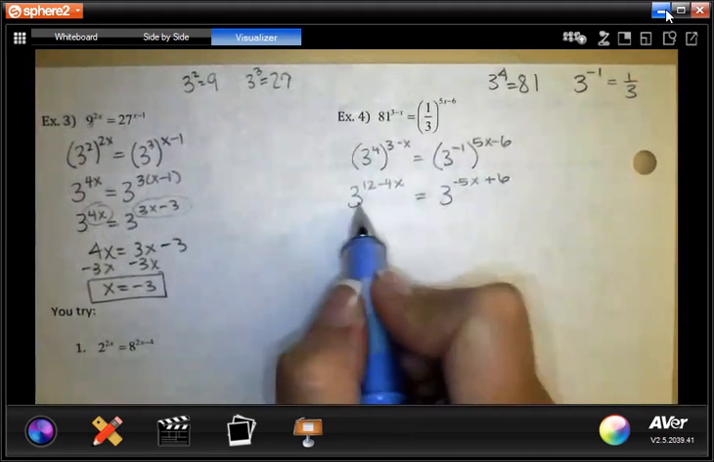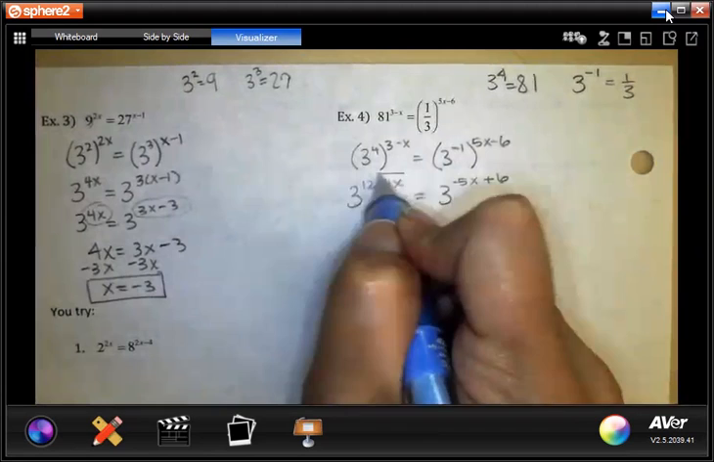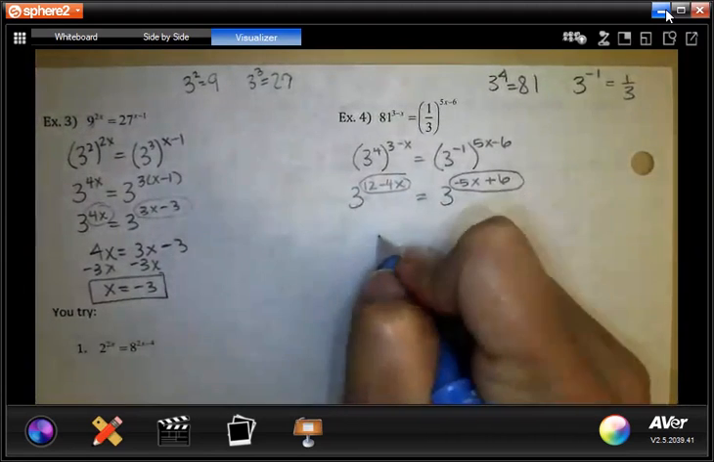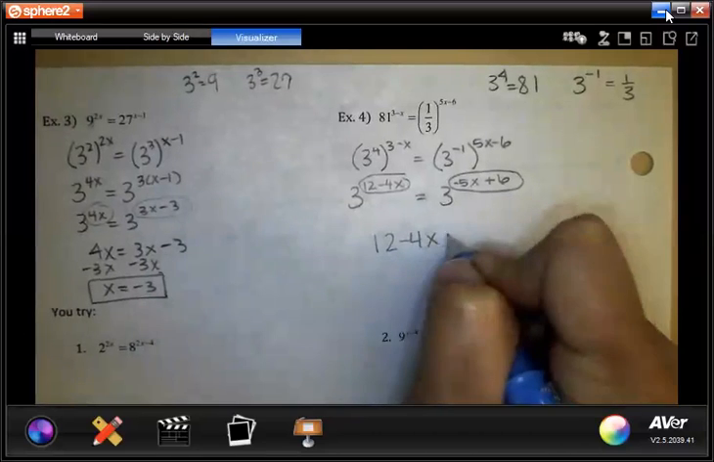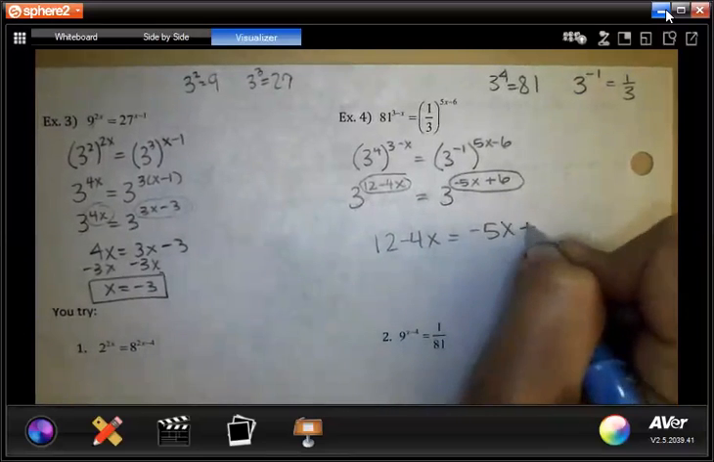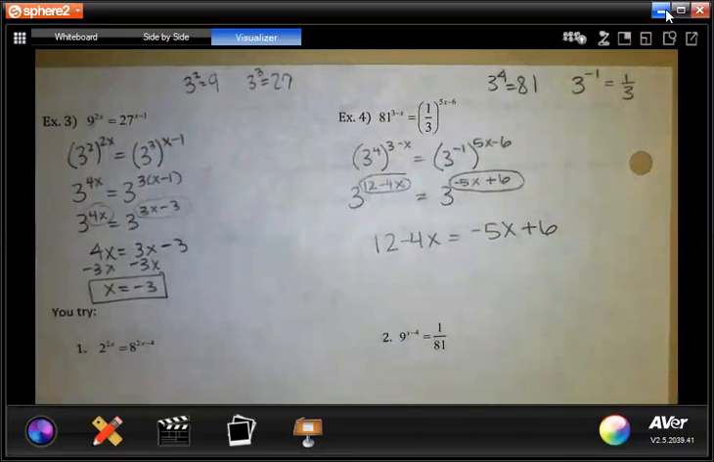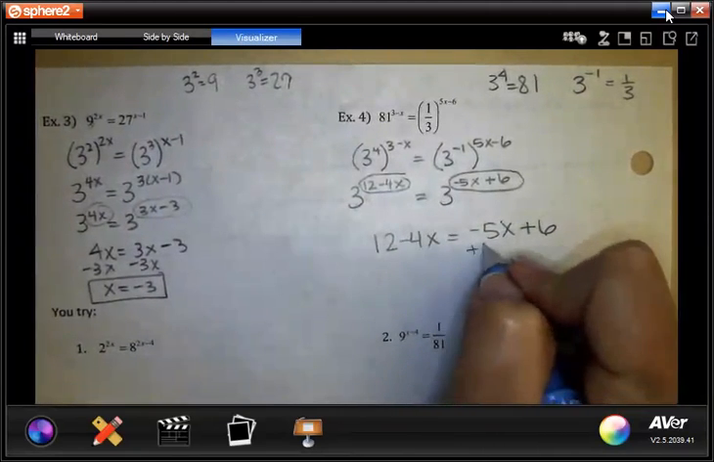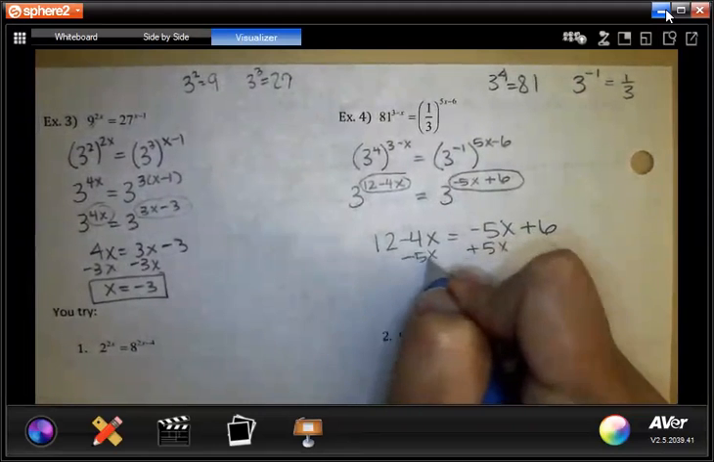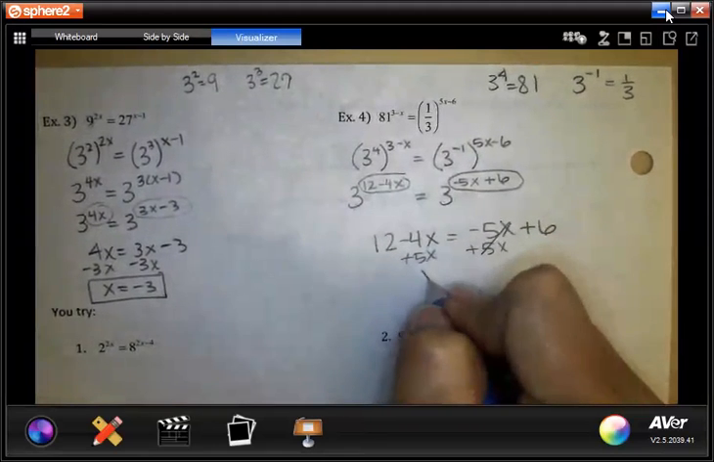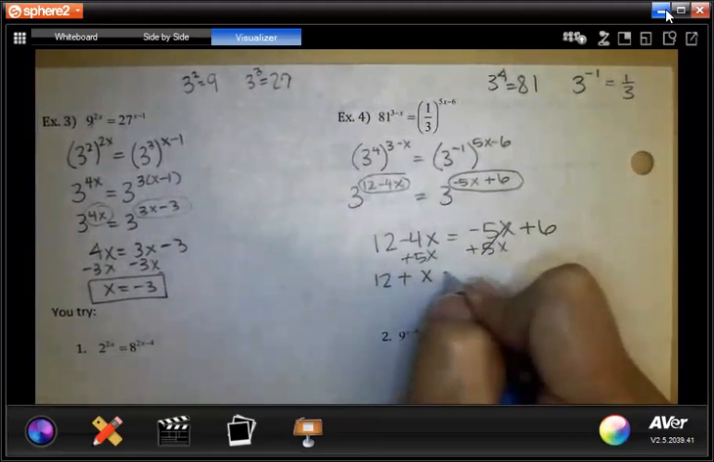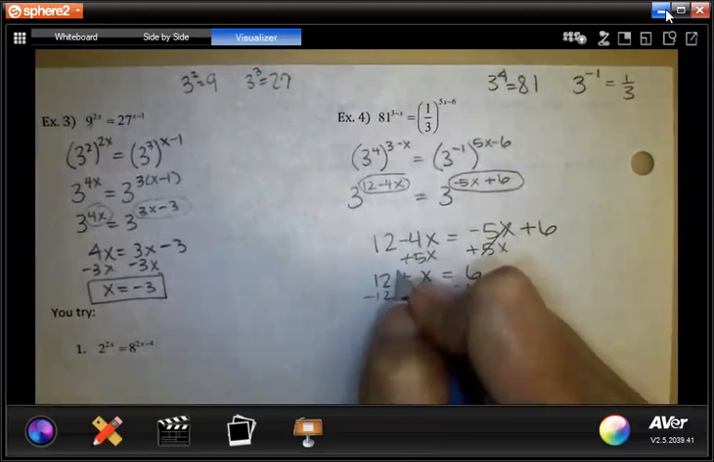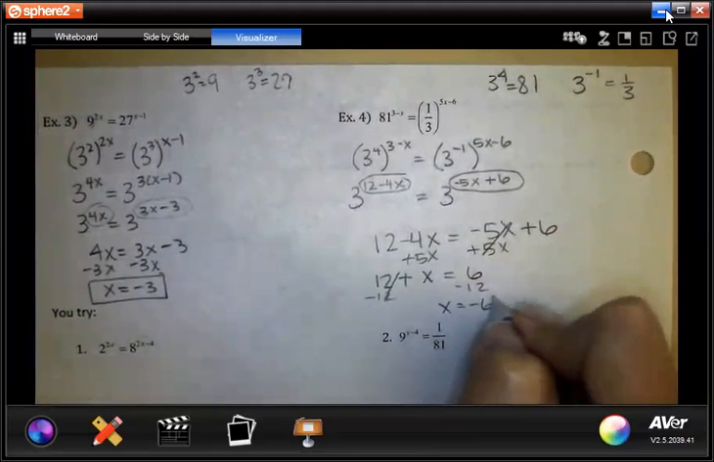Once they have the same exact base, then we're taking this and setting it equal to this one. So that gives us 12 minus 4x is equal to negative 5x plus 6. We're going to get our terms together, so I'm going to go ahead and add the 5x to get it to the other side. That gives us 12 plus x is equal to 6. I subtract the 12. x is equal to negative 6.